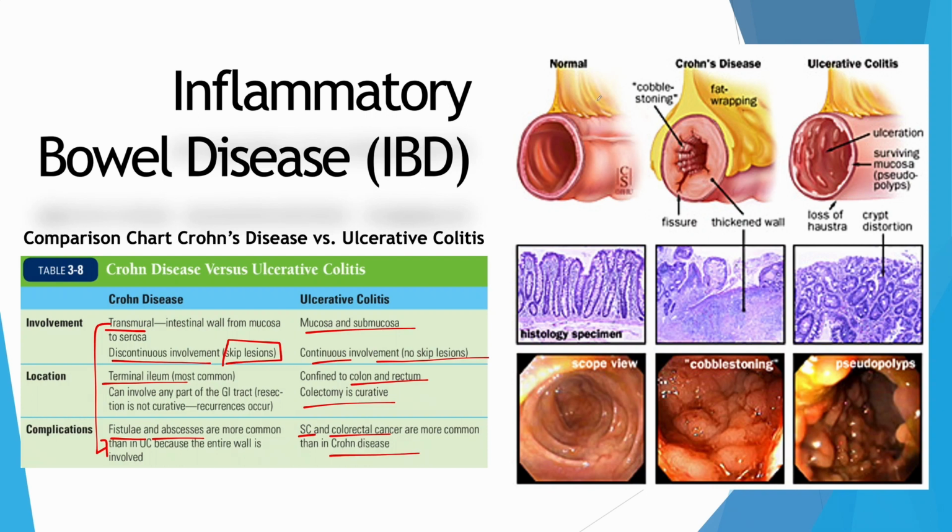And here's some pictures. I know this is more patho for you, but here's that cobblestoning, right? I like to say we skip on cobblestones. And this is that kind of fat creeping or fat wrapping I was talking about at the beginning. This is ulcerative colitis, all the ulcers, the loss of the haustra, and you get these kind of pseudopolyps that form in here. And here's pictures of that.